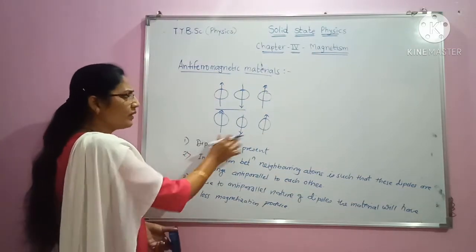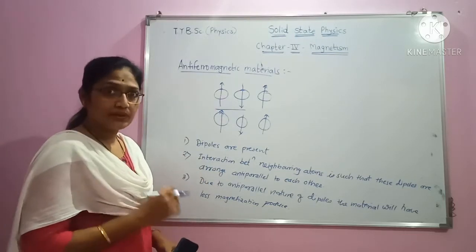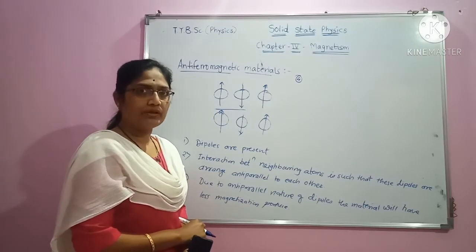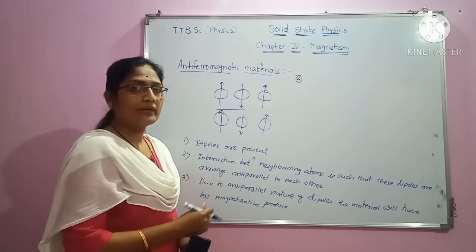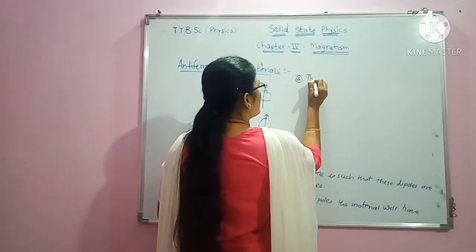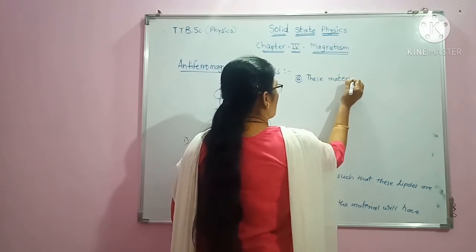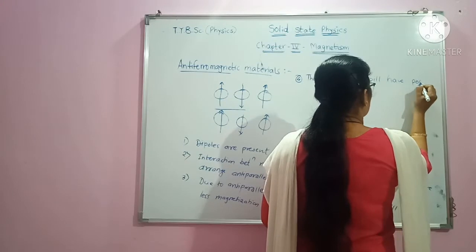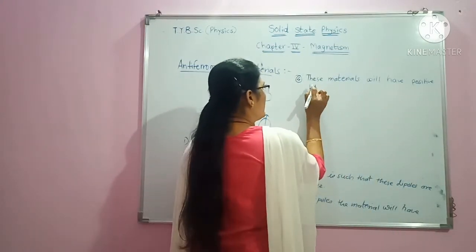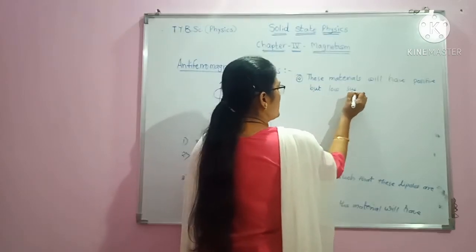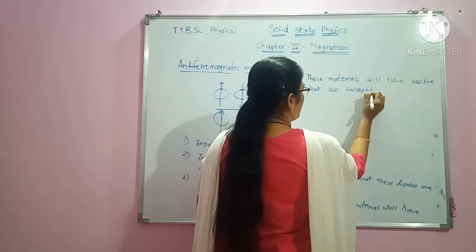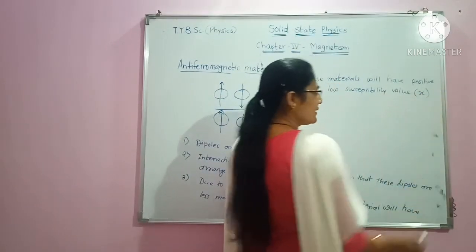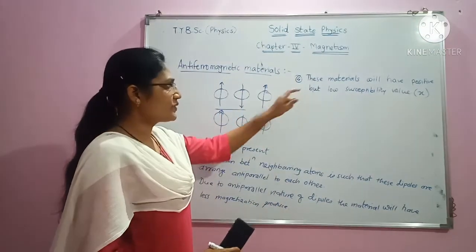Then the next property is susceptibility. These antiferromagnetic materials will have a susceptibility value which is positive but low. So their susceptibility value is low but positive. So this is one more property.